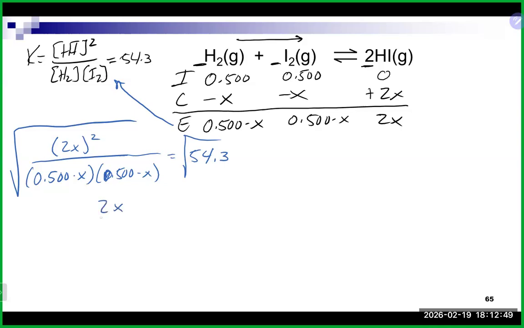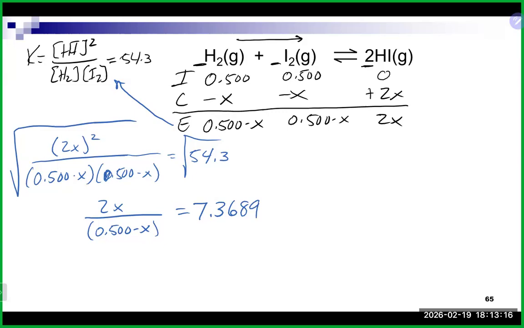So that's going to give us 2x on top, 0.5 minus x on the bottom. And the thing I personally forget to do most of the time is actually take the square root of 54.3 on the other side. And that's going to get me 7.3689. All right, so that looks a little easier perhaps to solve.